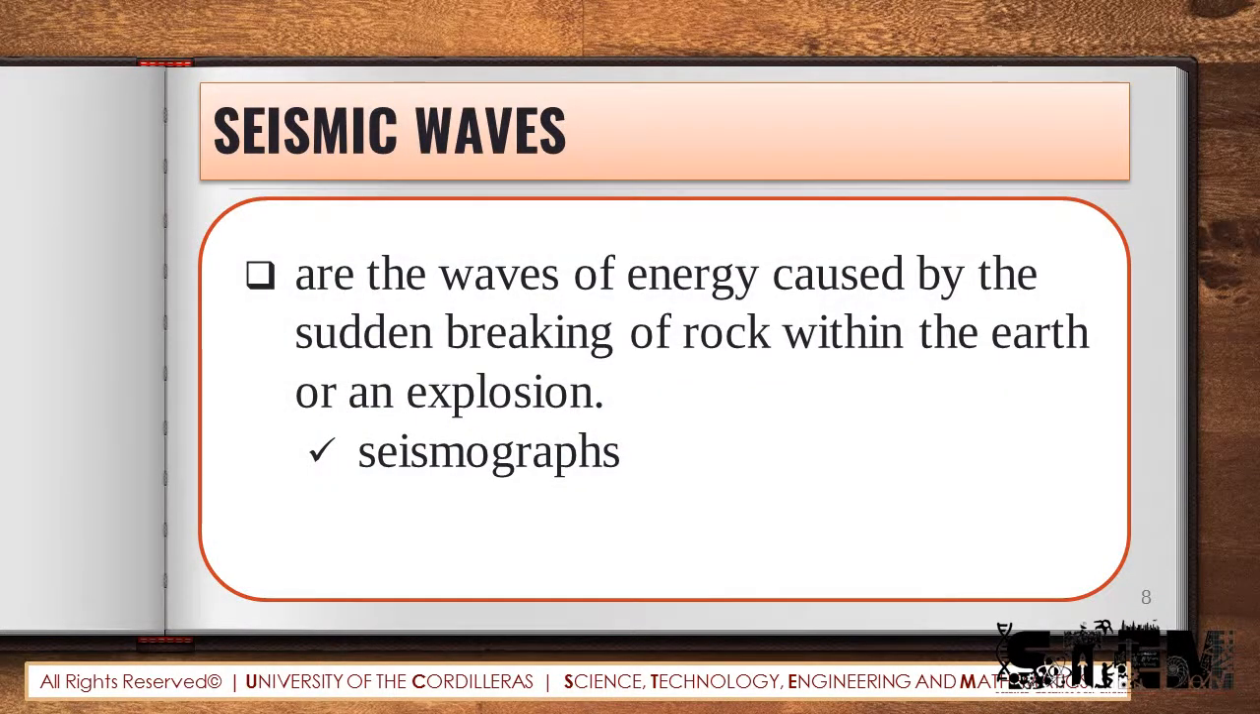How is it that this is related to earthquake? When earthquake occurs, whether that's plate tectonic or volcanic, it can generate seismic waves. And to define seismic wave, these are the waves of energy caused by the sudden breaking of rock within the earth or an explosion. So they're caused by plate tectonic or volcanic eruption. And the tool that is used to measure the waves is called a seismograph.